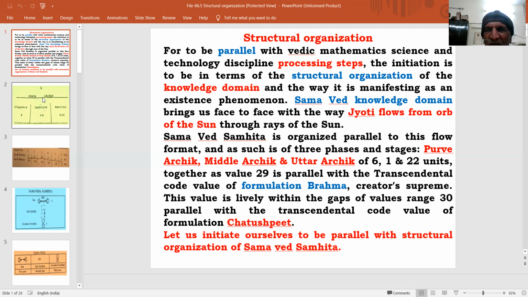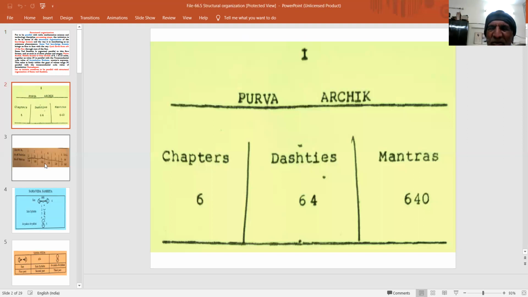The jyoti flow from orb of the sun through rays of the sun is of foundation Chatushpeet, and within Chatushpeet is the reservoir of the creator's foundation. As such, let us go step by step. There are 4 Vedas: Rig Ved, Yajurved, Samved, and Atharved. Samved is the 3rd Ved.